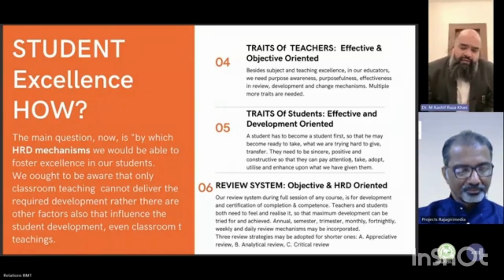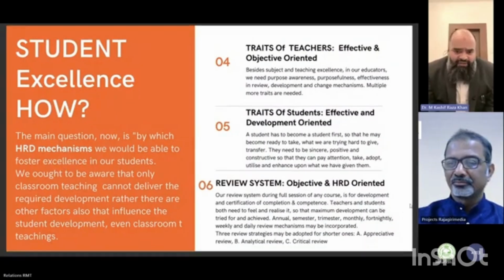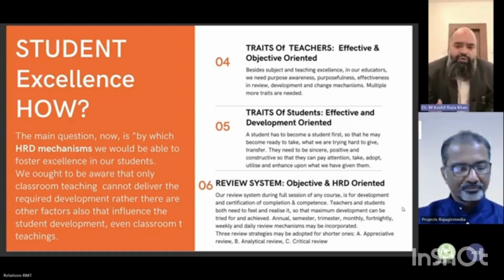In the review system, there are annual examinations, semester examinations, trimester examinations, monthly examinations, fortnightly examinations, tests, weekly tests, and a daily review mechanism. For the daily and weekly review mechanism, I have some suggestions. We can incorporate three levels of review mechanism. The first level should be appreciative measures. At this level, we need to appreciate students more, and in the beginning we can ignore their faults, because in the beginning they have a number of faults. They have less quality. So in the beginning, we can utilize appreciative measures of review.